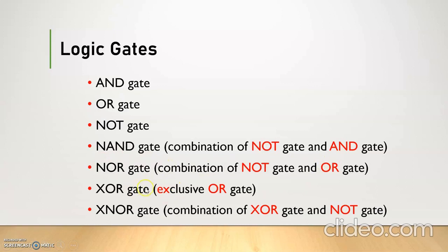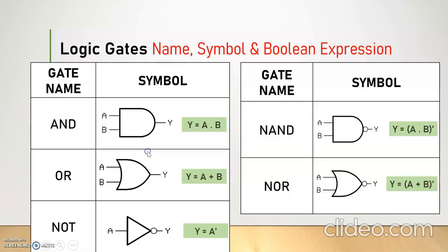This is not a combination, this is the exclusive OR gate, or XOR. And we have another one, XNOR. This is a combination of XOR and NOT. So it becomes XNOR. So these are the gate names: AND, OR, NOT, NAND, NOR, XOR, XNOR. You must remember the names, and you must remember the symbols used.